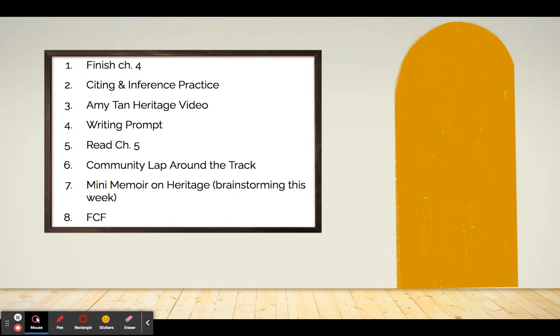We are going to have some writing prompts with the community lap around the track, first chapter Friday, and hopefully finishing chapter 5, reading the whole thing this week. If not, we'll finish it the next week.